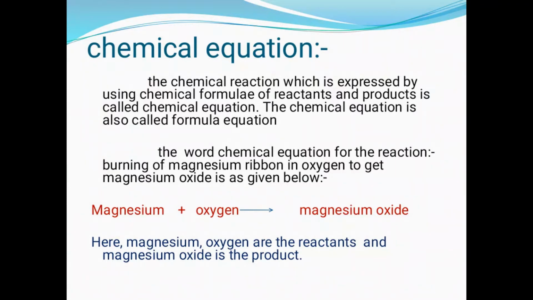To make it short, we use symbols and words and write it in the form of an equation. By combining magnesium with oxygen, we get magnesium oxide. We write magnesium plus oxygen gives magnesium oxide. The magnesium and oxygen which we have used are known as the reactants, and the thing we get after the reaction has taken place is known as the product.